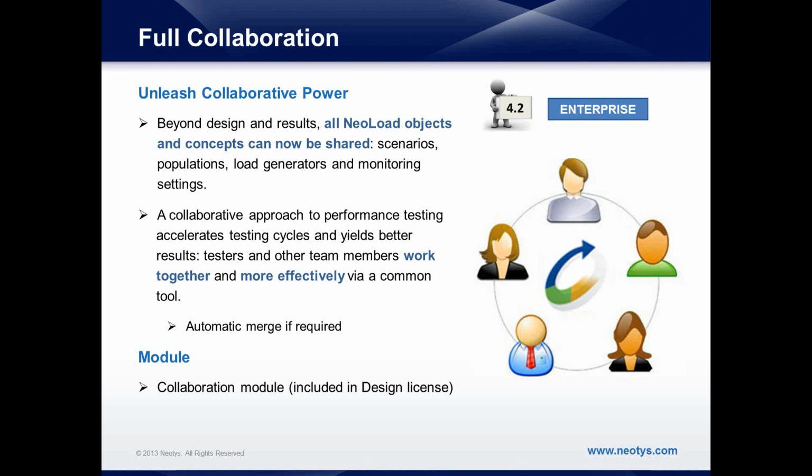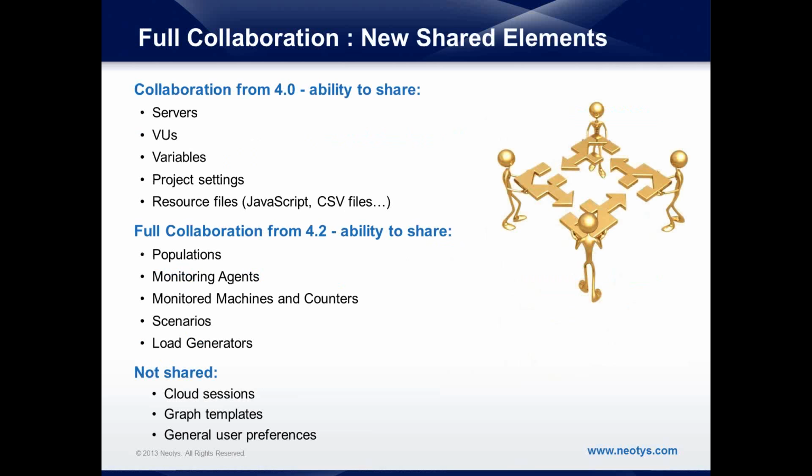All the test members and the team can work together and move more effectively via a common tool. So if you want to compare with what was before, we can talk about 4.0 and 4.1. Before, we were able to share the servers, the views, variables, project settings, and the resources. Now with the full collaboration from 4.2, we can share in addition the population, monitoring agents, monitoring machines and the counters, scenarios, and the load generators. The only things that are not shared today are the cloud sessions, graph templates, and the general user preferences.